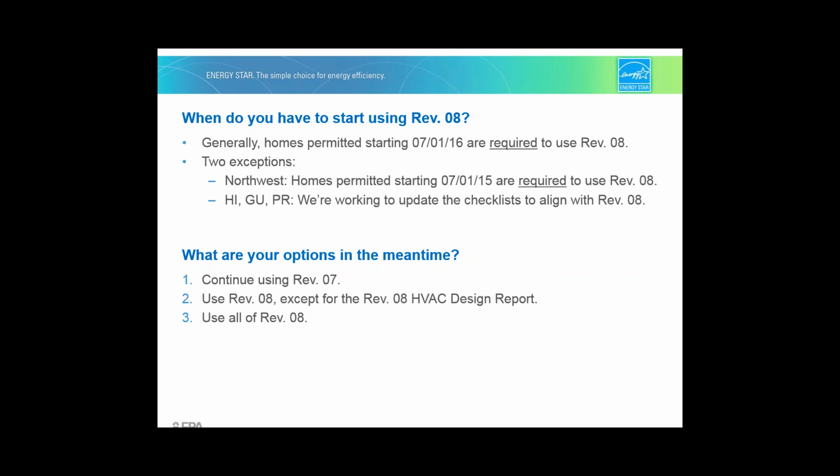Now, for most of you, you're in the national program, and you have three options for certifying homes in the meantime. The first is to continue using Revision 7. We'll talk about that in more detail on the next slide. The second is that you can use all of Revision 8 except for the Revision 8 HVAC design report. We'll talk more about that in a minute. Or you can use all of Revision 8 today.